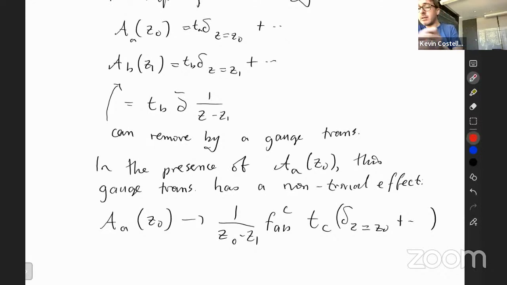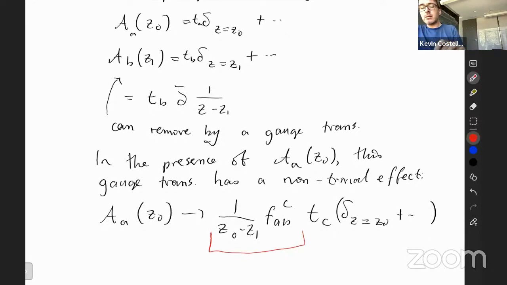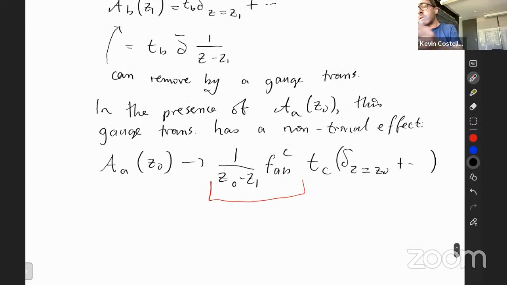Now here we see the correct Casmudi OPE. And of course, one can play this game with all of the other states, so it's a little more complicated.